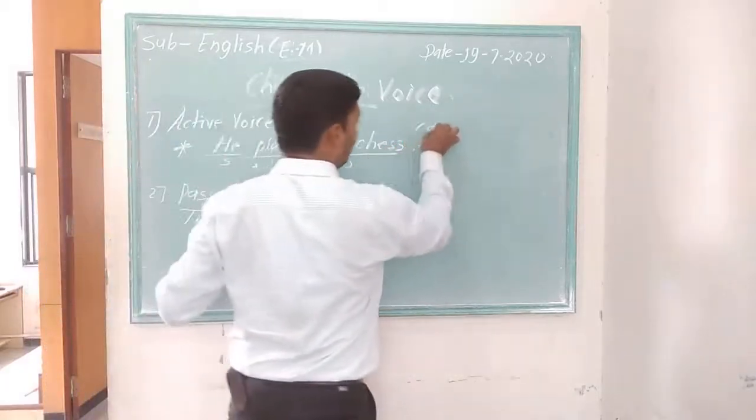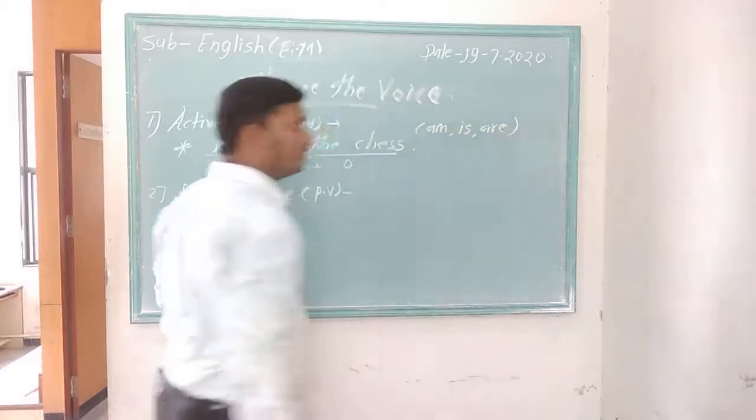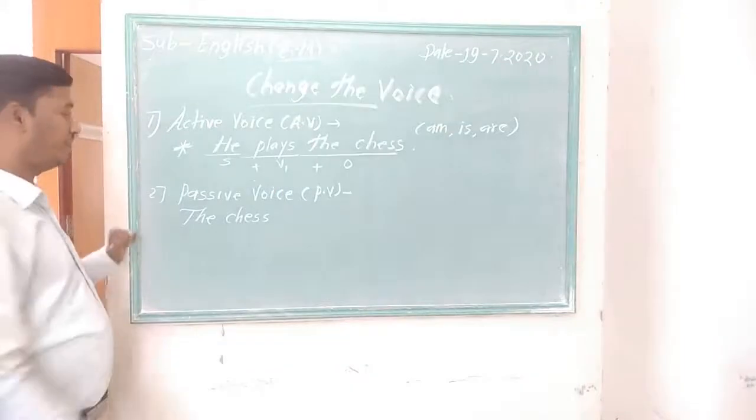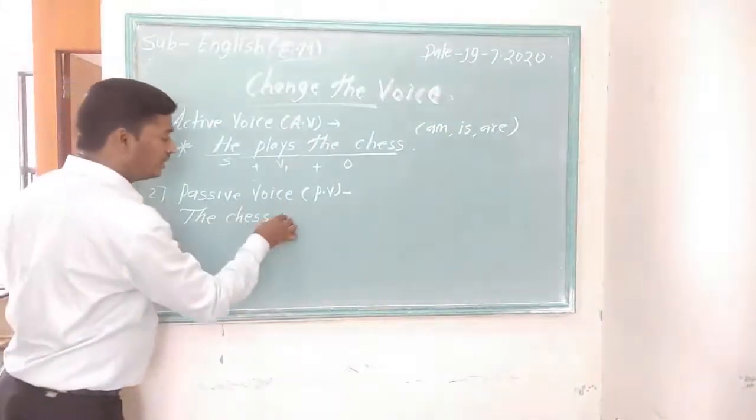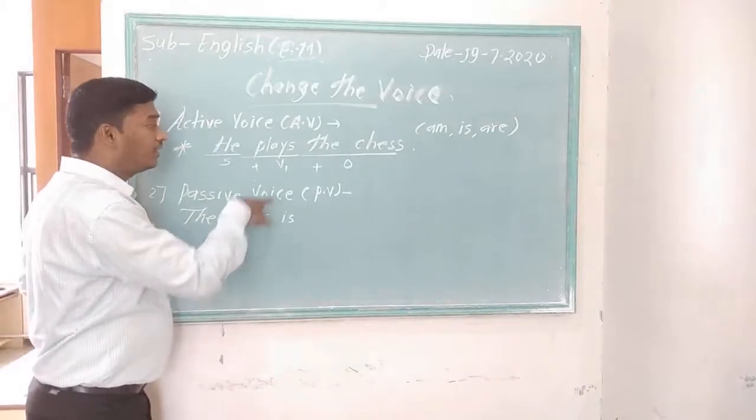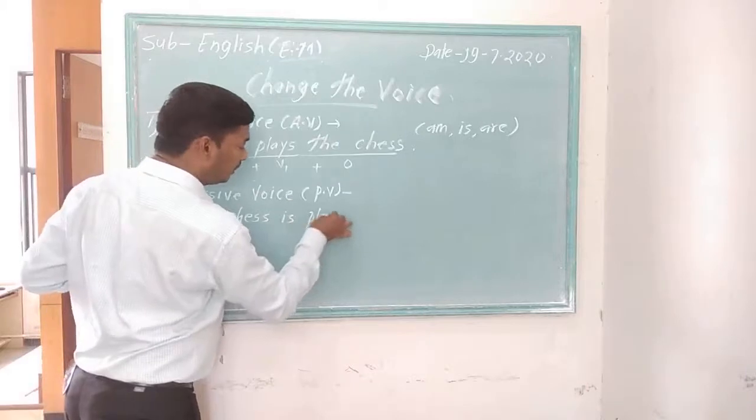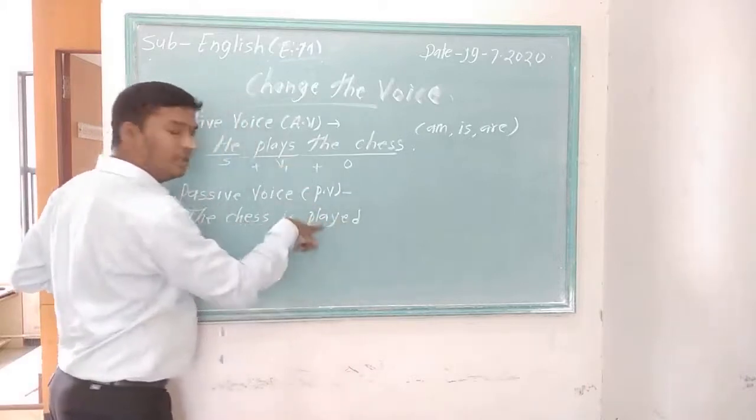Am, is, are are the auxiliaries of present tense. It is simple present, and the subject is singular, so take is. After the proper auxiliary verb, take the past participle of the verb: playing to play, the past participle of the verb.